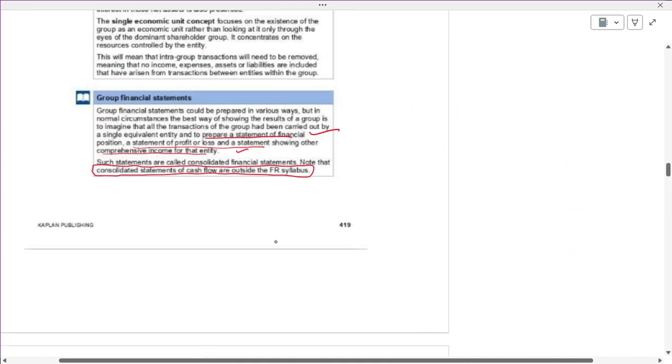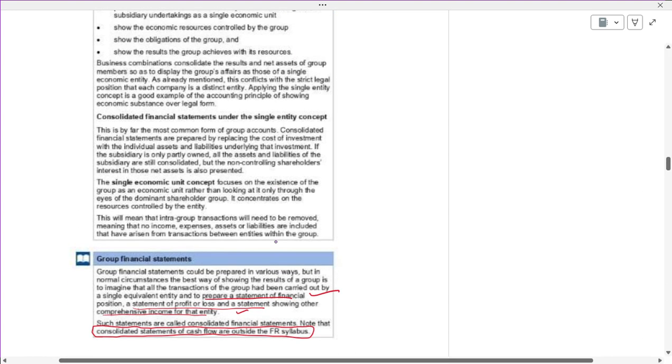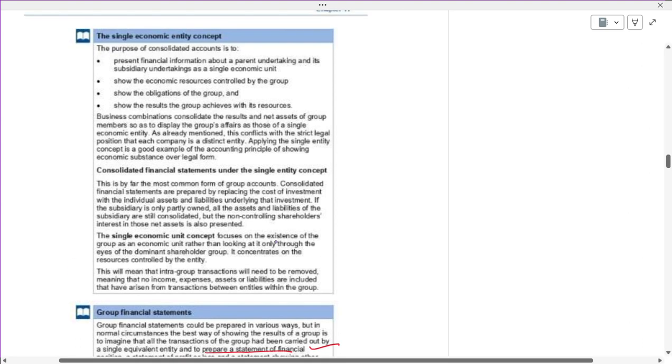Consolidated financial statements. The purpose is to present the group's companies as a single unit, showing economic control by the group, and show the results the group achieves with its resources. Consolidated financial statements follow the single entity concept. Intergroup transfers will be removed. They are prepared by replacing the cost of investment, with the non-controlling interest.